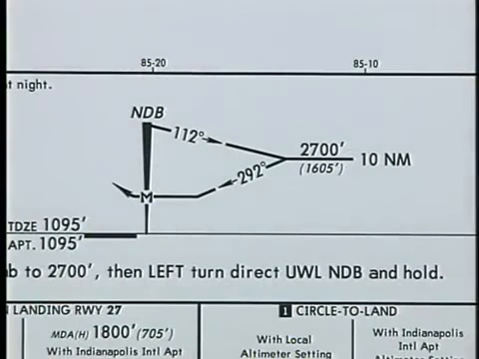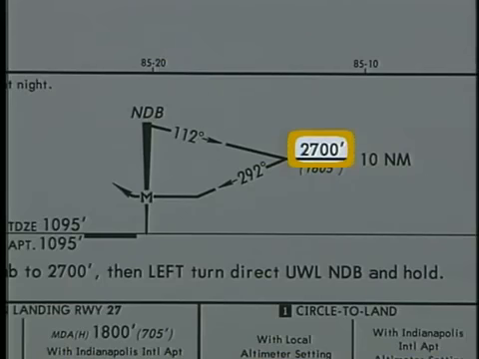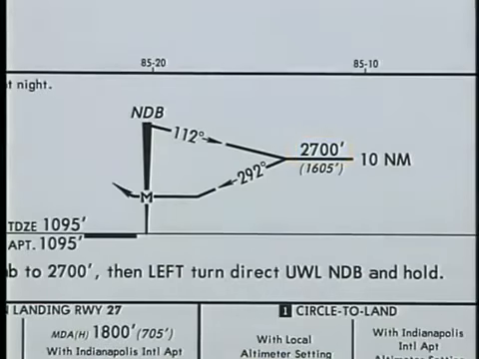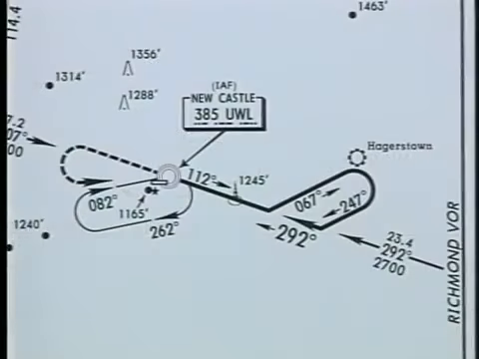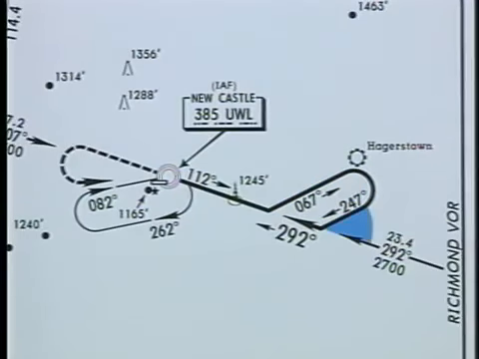Adjust this time as necessary to remain within 10 nautical miles of the nav aid. The minimum altitude for the procedure turn is 2,700 feet, which is the same altitude you were at for the feeder route. To perform the procedure turn, turn left to 067 degrees for 1 minute. Then make a 180-degree standard rate turn to a heading of 247 degrees. If you fly the procedure as charted, you will intercept the inbound course at a 45-degree angle.